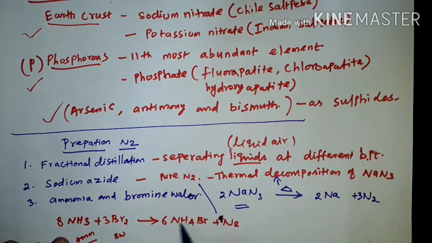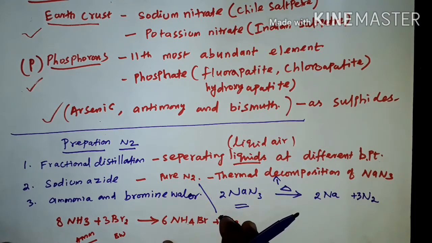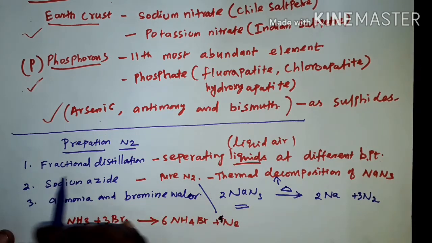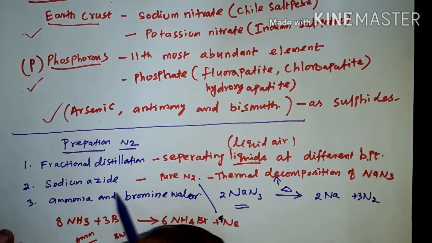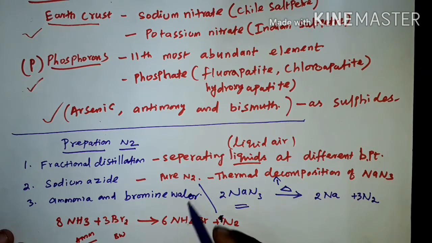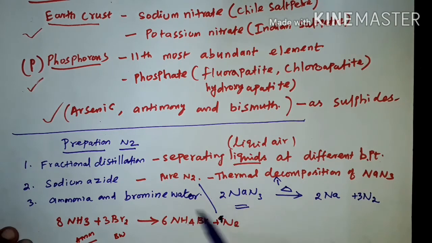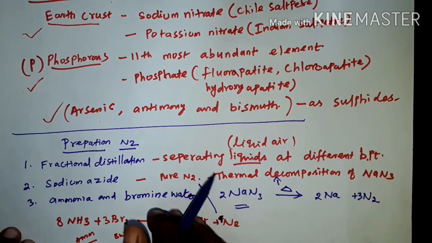Okay. So that's all about the preparation of nitrogen. So first preparation is by using fractional distillation. Second preparation is by using sodium azide. Third one is ammonia and bromine water. Okay. So check that preparation. It is very easy and it is very simple. Next, now the properties of nitrogen.